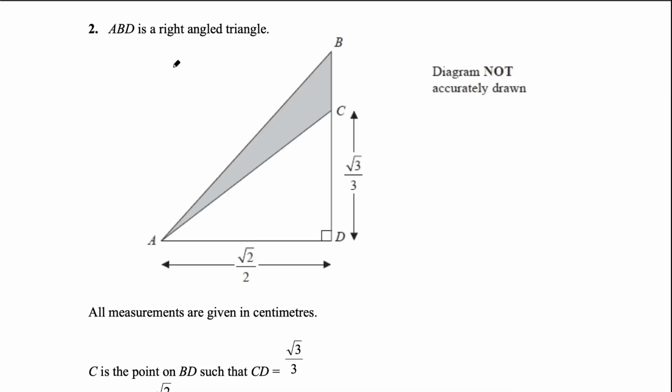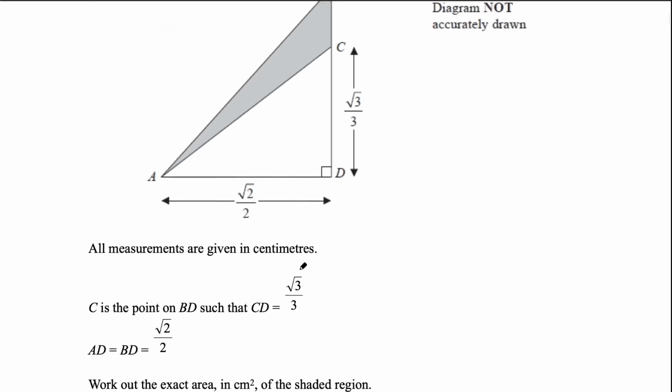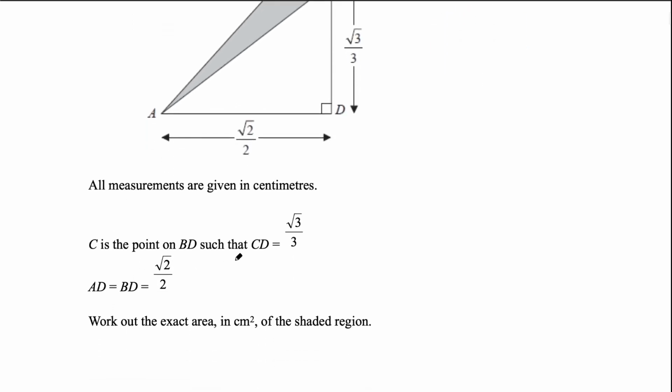Question 2 says ABD is a right angled triangle. All measurements are given in centimeters. C is the point on BD such that CD equals root 3 on 3. AD equals BD equals root 2 on 2. Work out the exact area in centimeters squared of the shaded region.